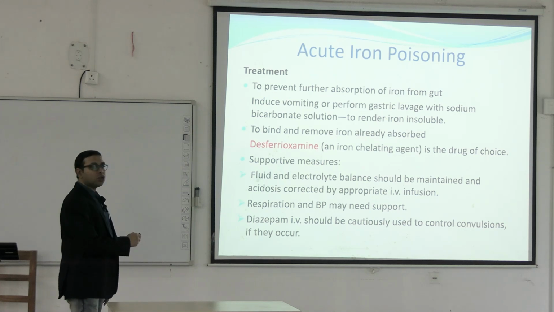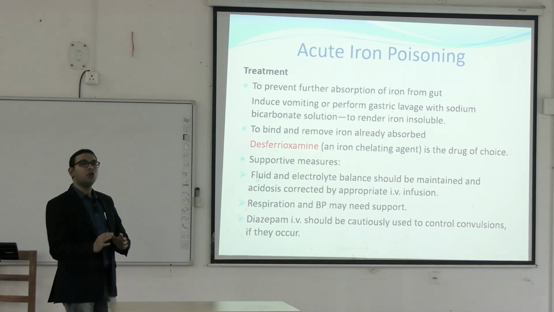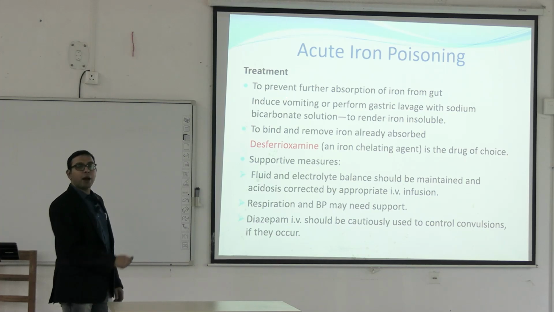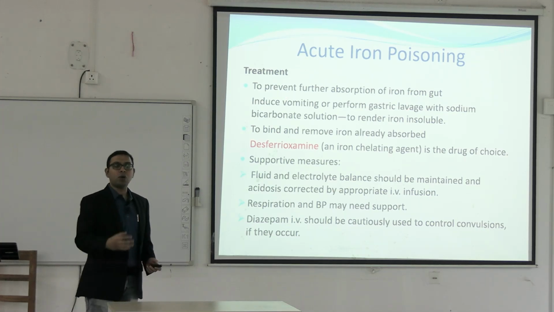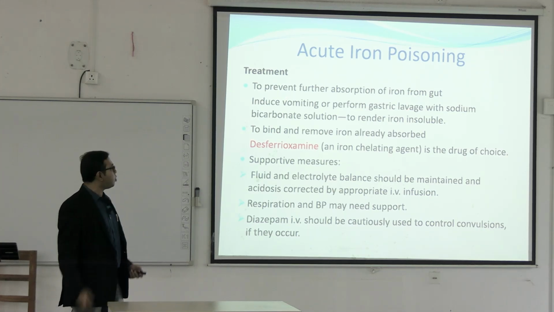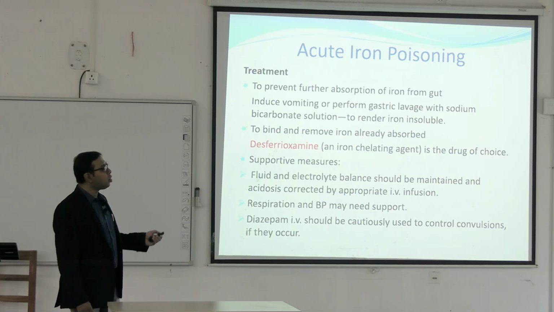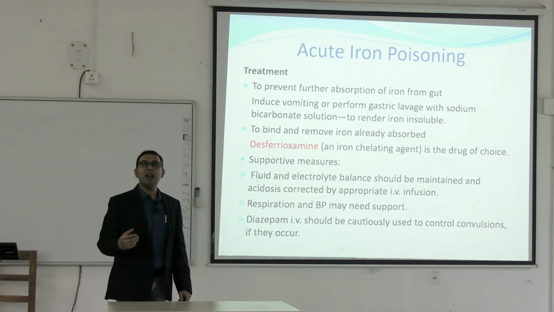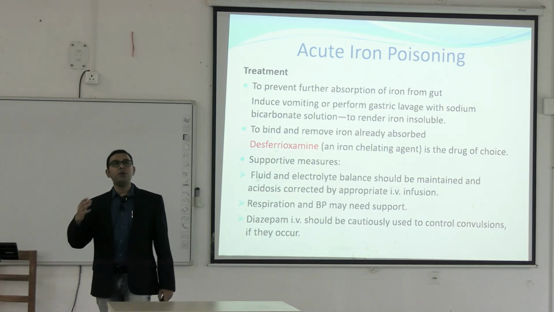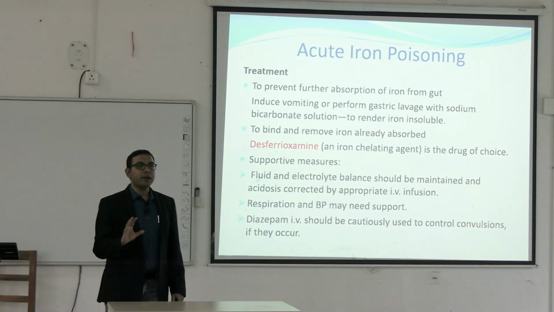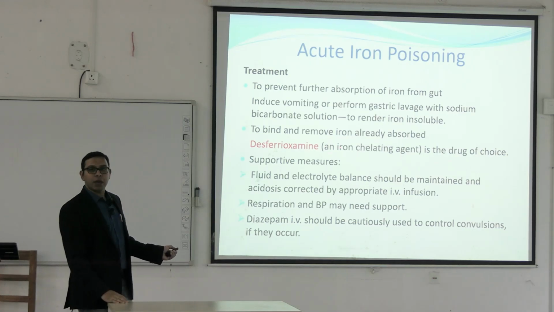Usually the treatment is to prevent further absorption of iron from the gut. Induce vomiting or perform gastric lavage, so that the iron already present in the system will be removed. Then bind and remove the iron already absorbed, and this removal is usually done by an iron chelating agent. In the end, you will read about the different other chelating agents also. One of the chelating agents is desferrioxamine.